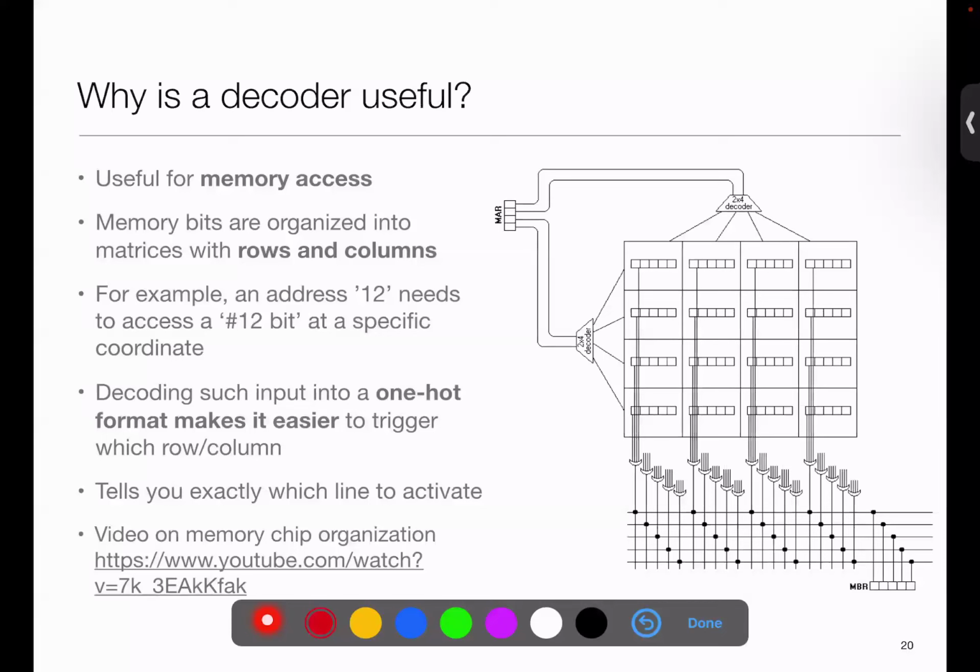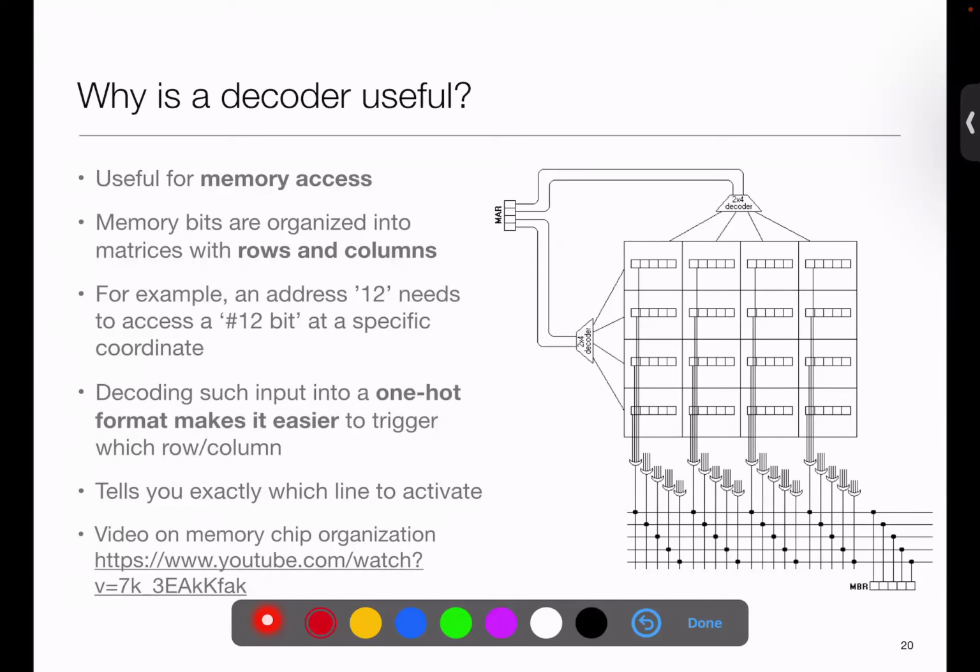So why decoders? Why am I spending so much time over decoders? It turns out that in digital systems, decoders play a very important role, because oftentimes we are faced with the situation that I have a group of bits, and depending upon what those group of bits have, I take a different action.